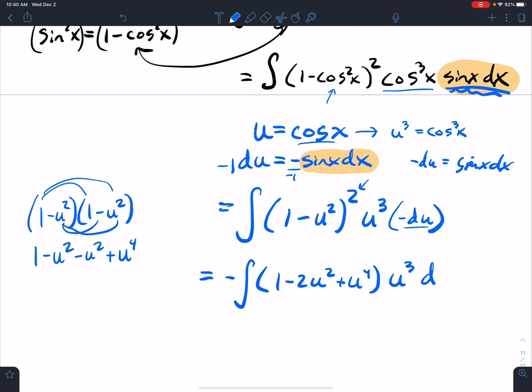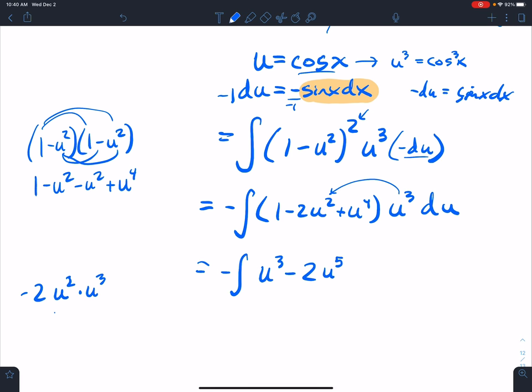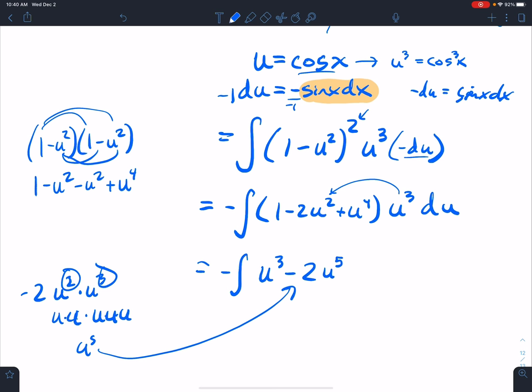by u cubed du. This can simplify if I distribute the u cubed to each piece in here. I have what? u cubed minus 2u to the 5th. Remember, whenever I multiply things with the same base, I add the exponents. u squared times u cubed. If you think about it, that's like u times u for u squared, and then u, and then that's 5 u's. That's how we get to that 5th. We add the exponents. Just a little quick review for you if you needed it.